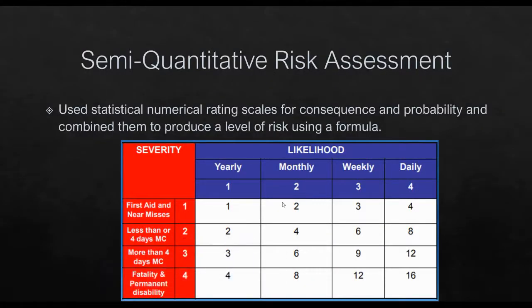Okay, for the semi-quantitative, as we can see, the severity is from level number 1 to level number 4, and also the likelihood is level number 1 to level number 4. But for this semi-quantitative, there is no example or description of each severity level. But here we can see the occurrence, like the occurrence of the risk that might happen for that particular hazard. For example, yearly, monthly, weekly, and daily. For the daily happening, the level of likelihood is higher. Okay, but it depends on the severity.